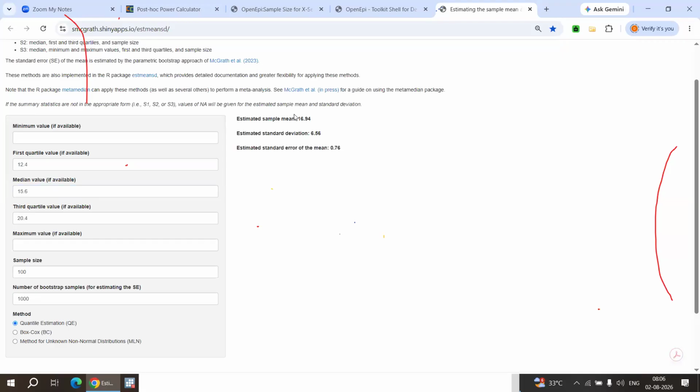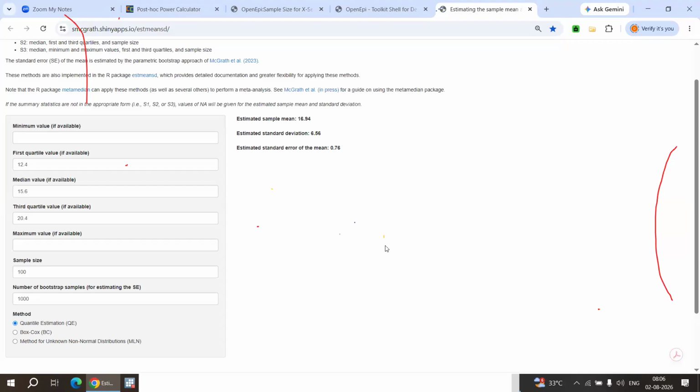This is, you can get the answer of this. Estimated mean is 16.94. Estimated standard deviation is 6.56. You should use these mean and standard deviation, and then the formula is the same. Okay. So you can do this.